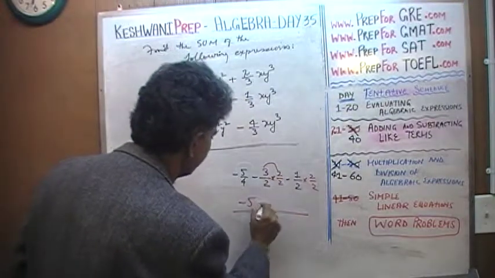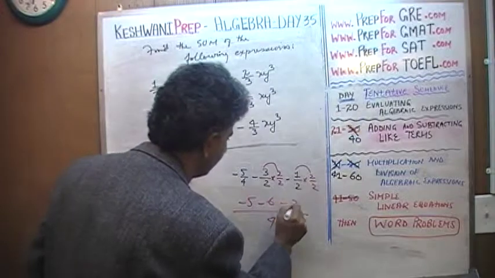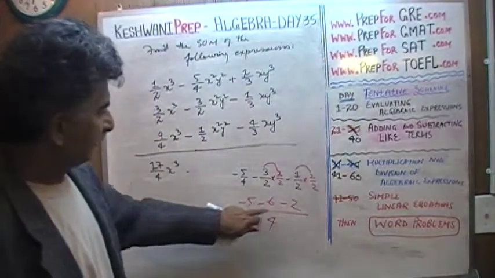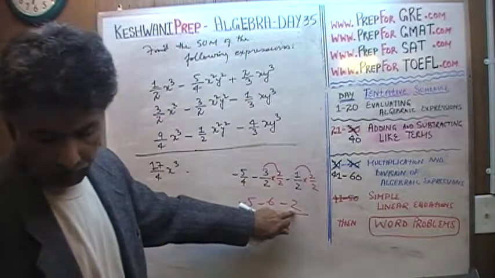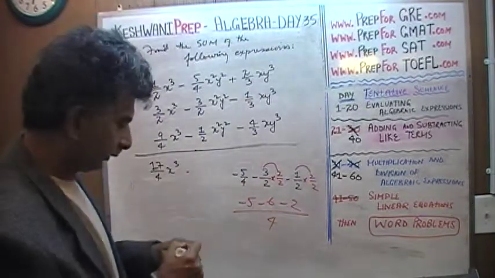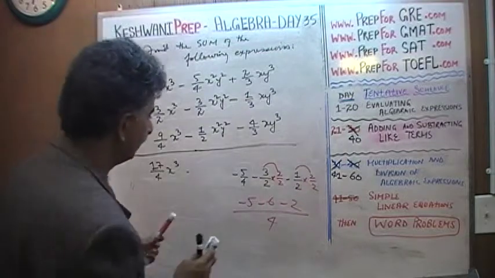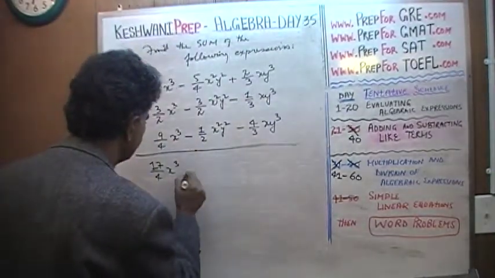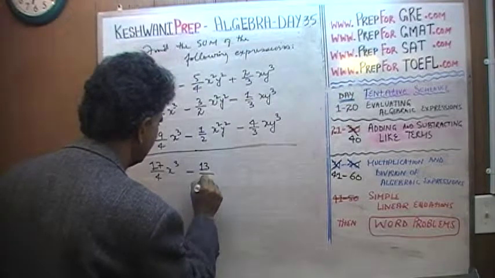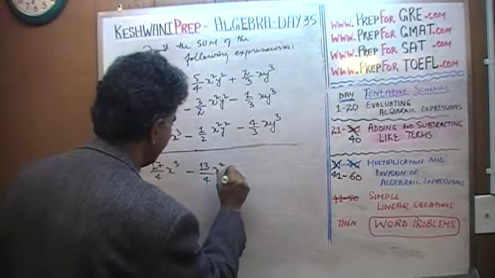So with common denominator 4, we get -5. 3 times 2 is -6. 1 times 2 is -2. -5 and a -6 make it -11. And a -2 will make it -13. -13/4 x squared y squared.